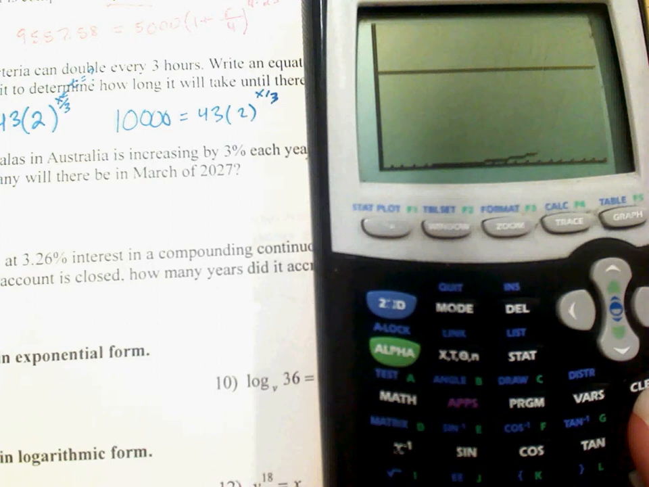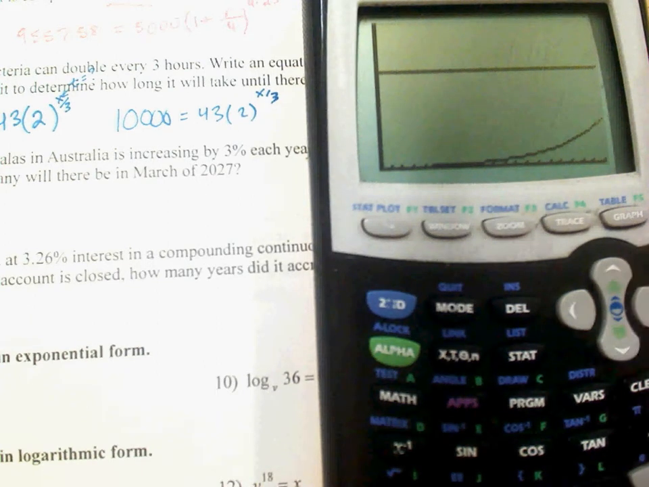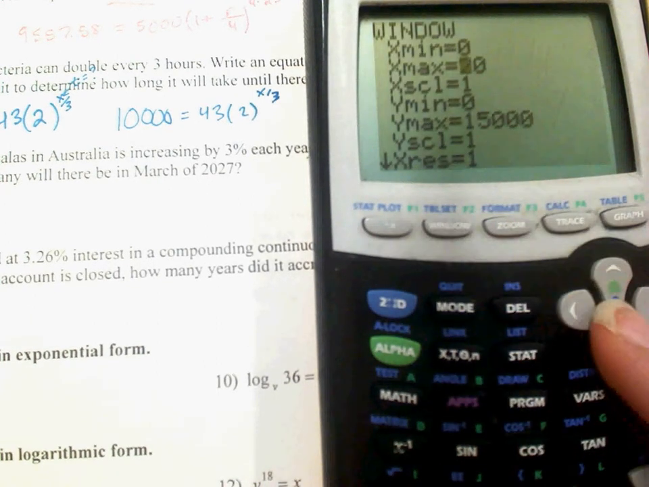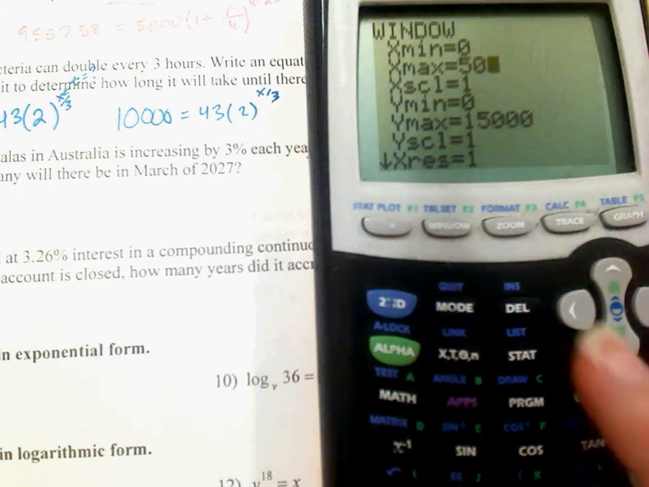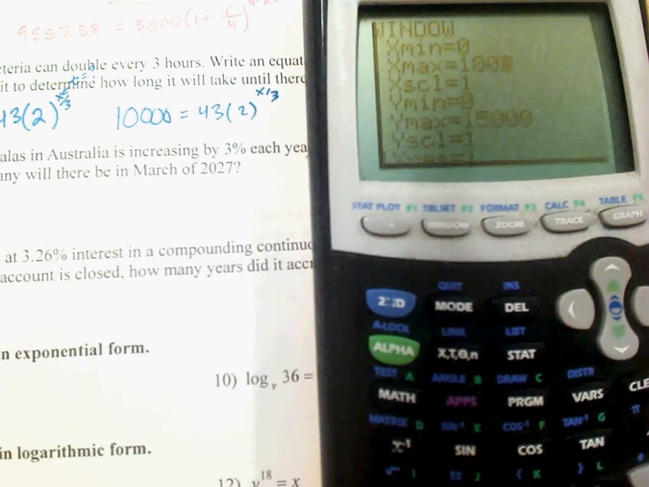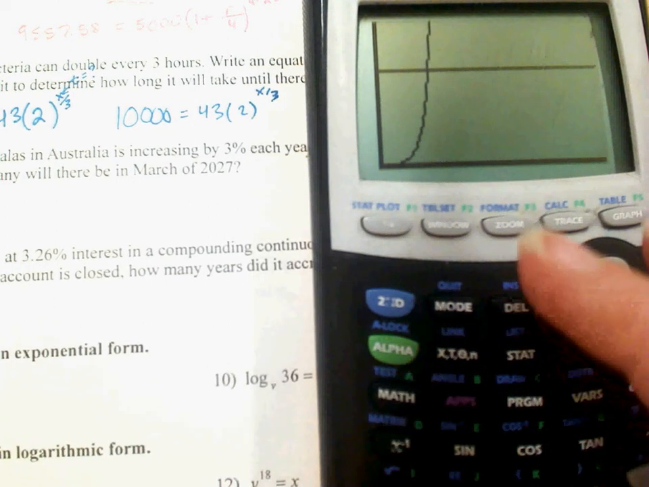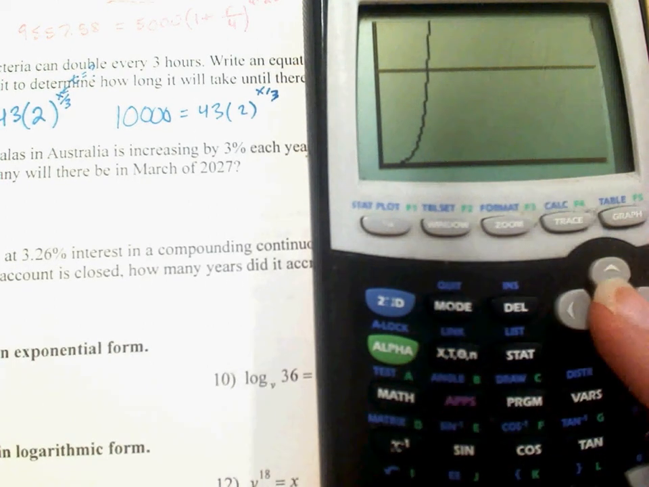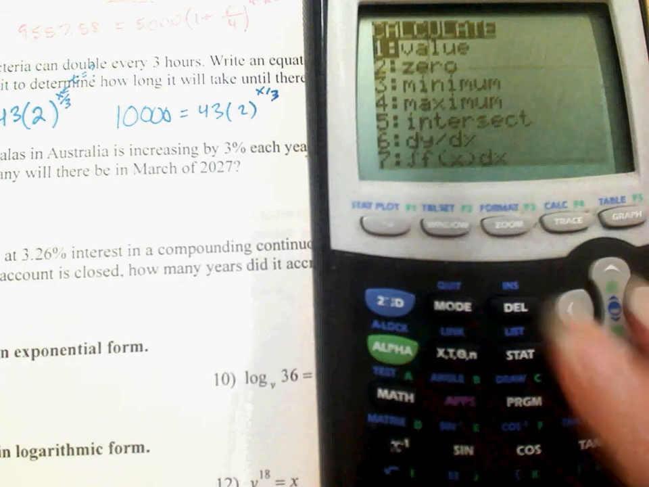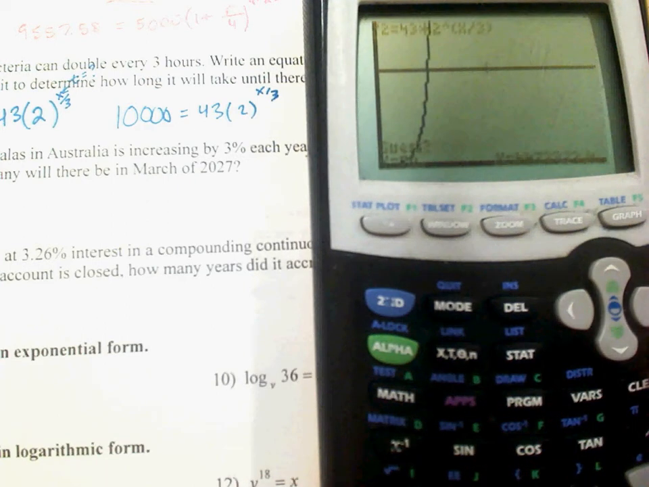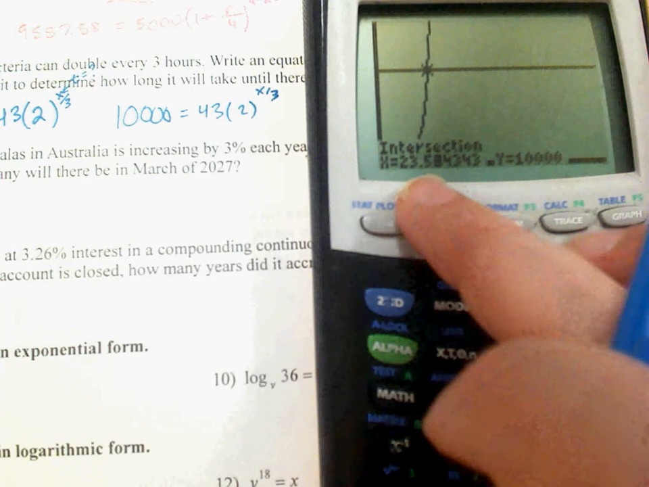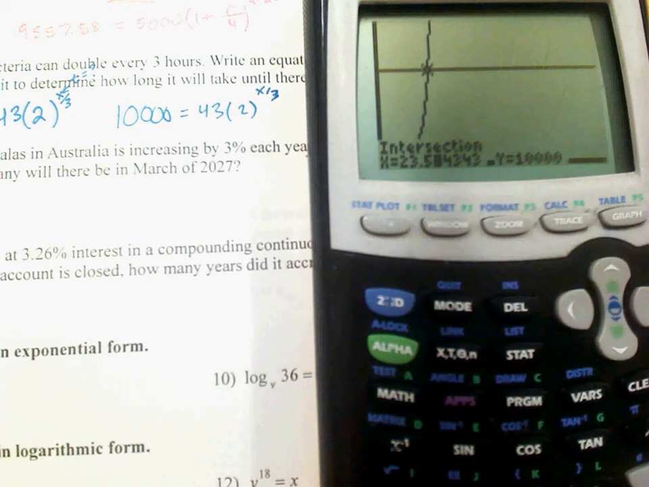Okay. So I know I need to go further to the right. So I'm going to try, I might as well try 100. Don't have to worry about it. Oh, there you go. Okay. So second calculate. Number 5. Enter, enter, enter. And I get 23.584 hours, which is almost 24 hours. So, and almost a day.